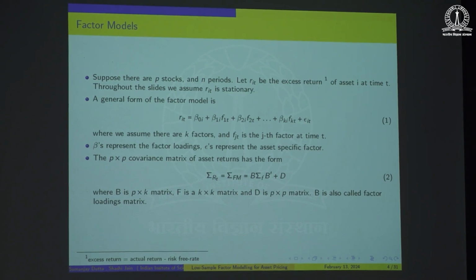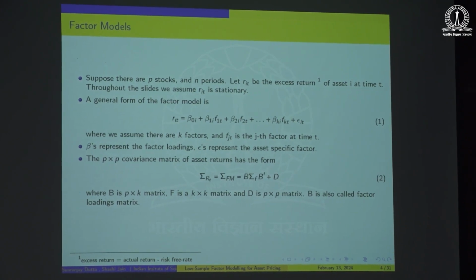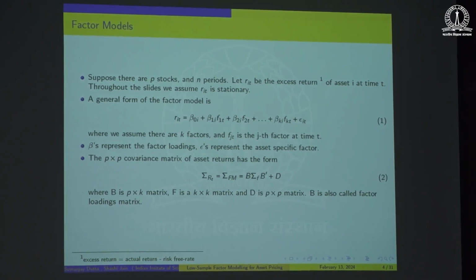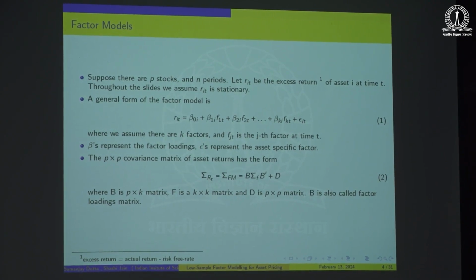So we are dealing with P stocks. Just keep in mind the notations, and N periods. N would be the samples here. R_it is the excess return of asset i. We are dealing with stocks, to be precise, where the excess return is actual return minus the risk-free rate. You can take the bond yields and all those things as your risk-free rates. And then you have the model being given in the regression form. So R_it, which is the excess return, can be explained in terms of a regression model where you have F_1t till F_kt, where k is the number of factors.